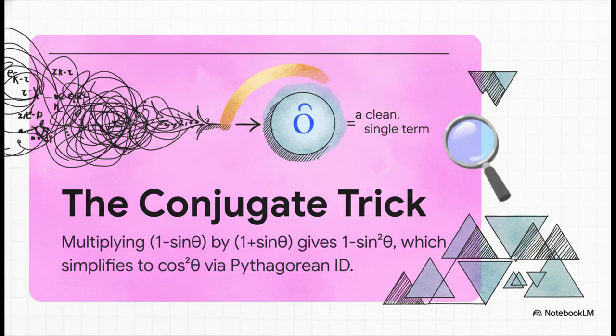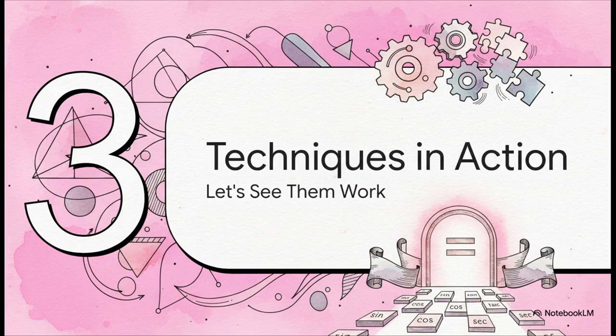And we have to focus on this conjugate trick for just a second because, honestly, it's genius. It takes a messy 2-term denominator like 1 minus sine theta, and bam, with one simple move, it magically transforms it into a clean, single term using a Pythagorean identity. It is an absolute game changer. Okay, theory is great and all, but let's actually see these tools in action. Time for our first example.